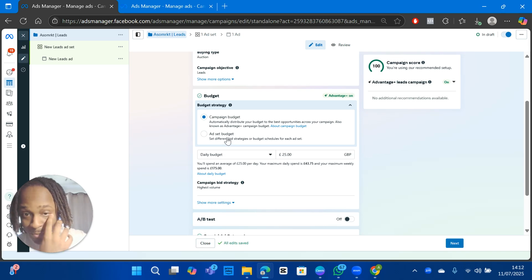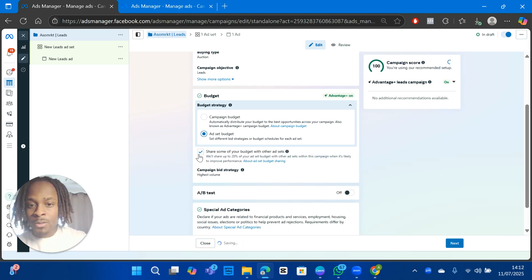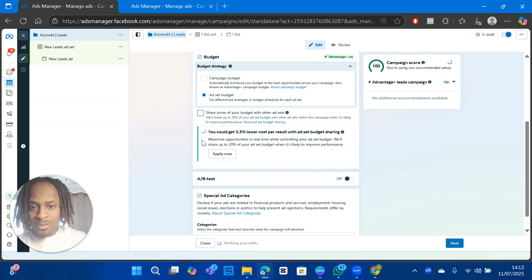I typically would go for ad set budget optimization. Not always. I can untick that. Ad set budget optimization gives you control for each ad set, especially in the testing phase and the earlier phases. It gives you full control of each ad set and how much is being spent, so you can see how much is being distributed across.